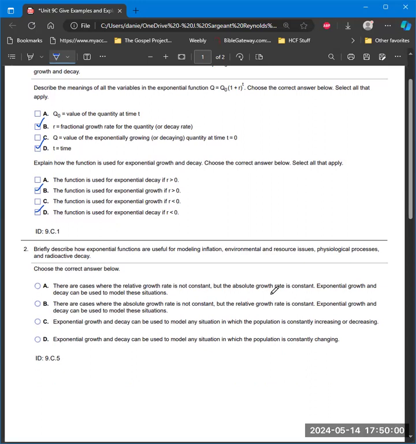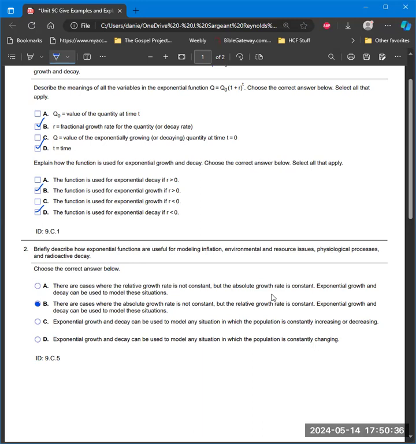Briefly describe how exponential functions are useful when modeling inflation, environmental and resource issues, physiological processes, and radioactive decay. So there are cases where the absolute growth rate is not constant, but the relative growth rate is constant. So exponential growth and decay can be used to model these situations. Relative growth or decay rate means that it's proportional to the amount of stuff that's there.